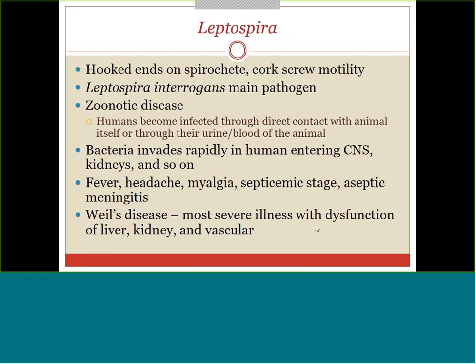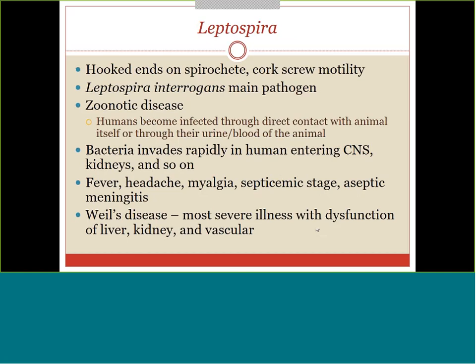Leptospira is the one that had the hooked ends, and it's a corkscrew motility when it does move. Leptospira interrogans is our main pathogen we're concerned with here, and it's a zoonotic infection. So it's coming from contact with the animal or contact with the animal's blood or urine. The bacteria will invade into the CNS, kidneys, and other areas of the body. So again, fever, headache, joint pain, muscle pain, some meningitis, so very similar features here to the other ones.